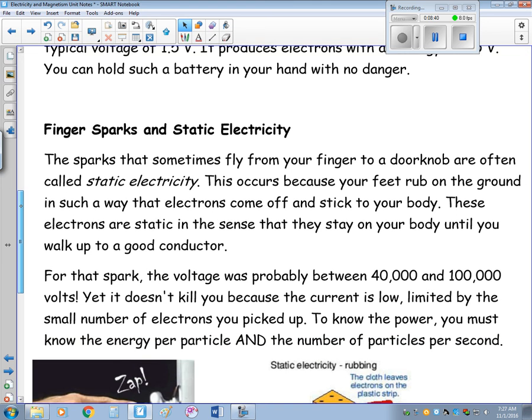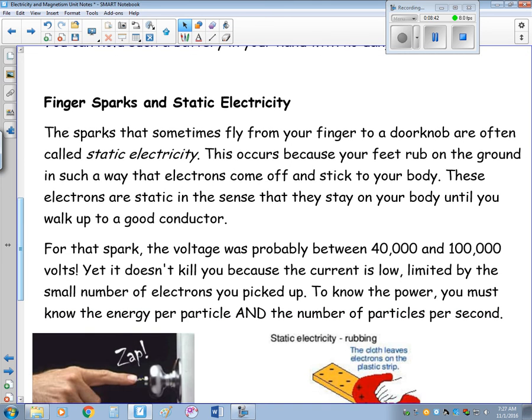So let's talk about something else, static electricity or finger sparks. You've probably done this before. You put on some socks, you walk through some carpet, then you shock somebody. Those sparks that sometimes fly from your finger to a doorknob or another person, we call that static electricity. This occurs because as your feet rub against the ground, the electrons come off of the ground and stick to your body. These electrons are static. They are stuck to your body until you encounter a good conductor.